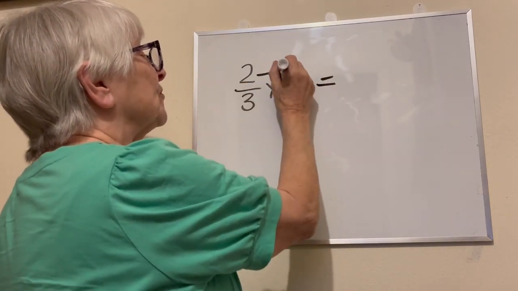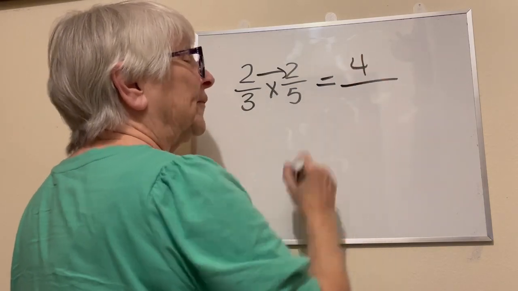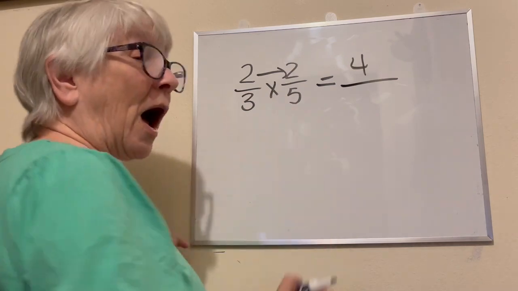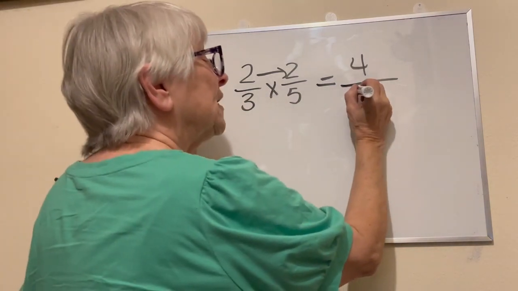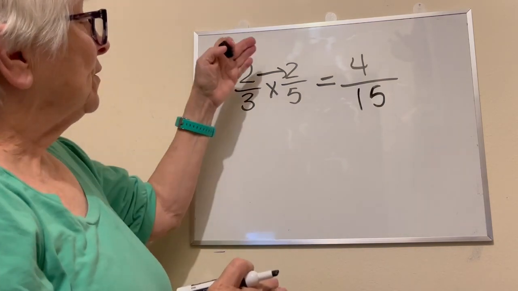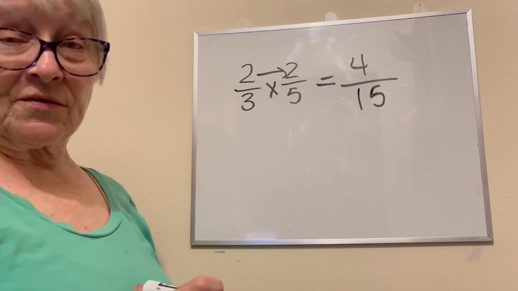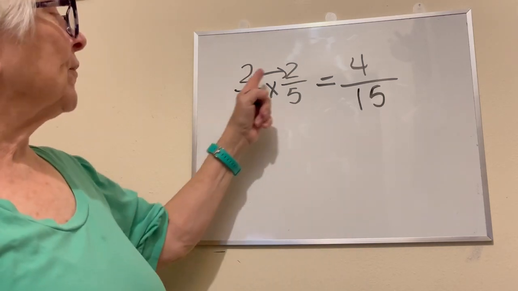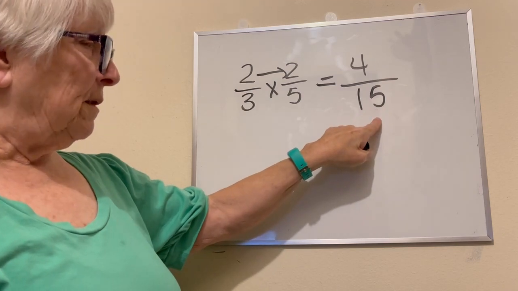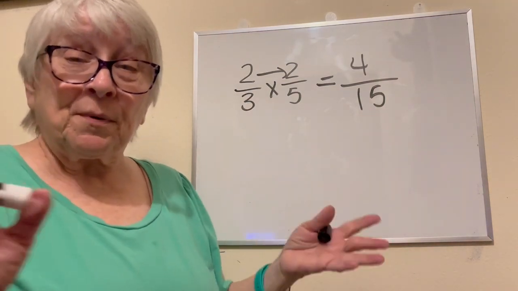What is 2 times 2? It's 4. I did that in my head and said it before I got to the answer. 3 times 5 is 15. So 2/3 times 2/5 is 4/15. That's the answer. You multiply the 2 numerators, 4, the 2 denominators, 15. And you're done. That's it. That's as simple as it is.